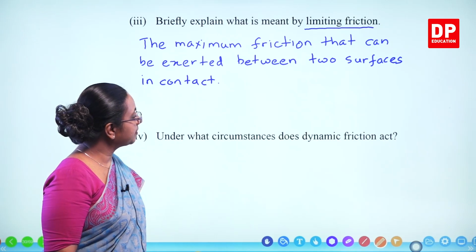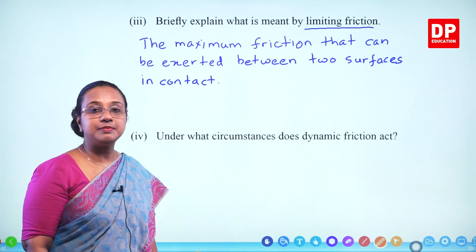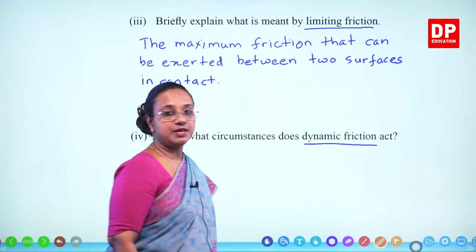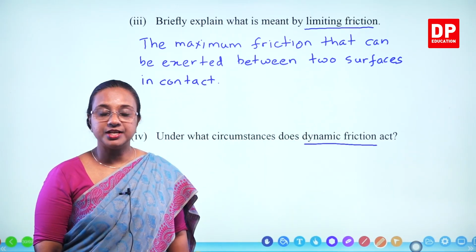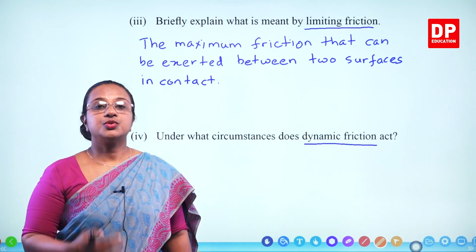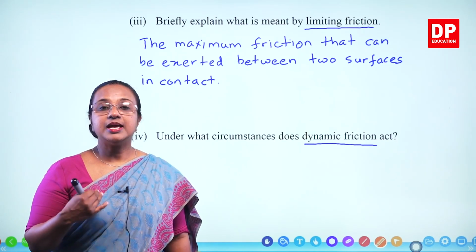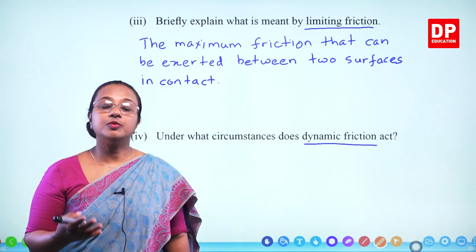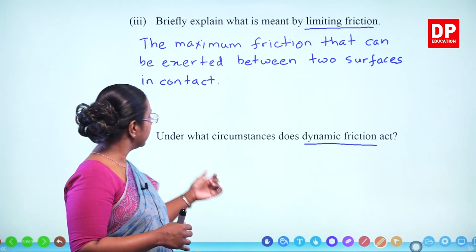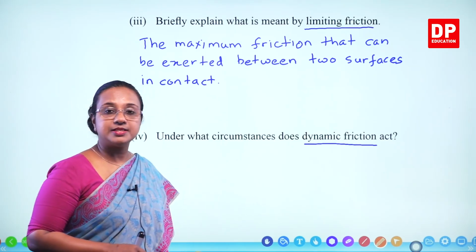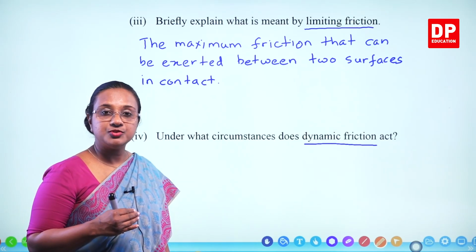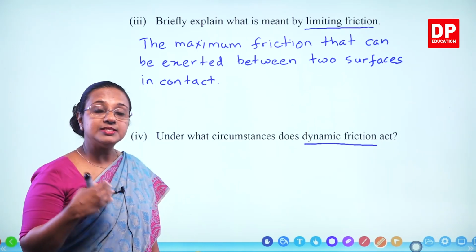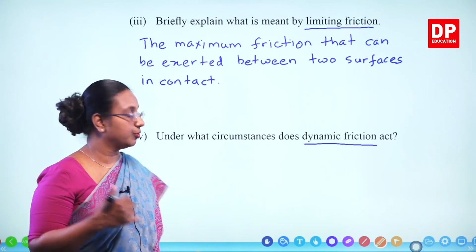Under what circumstances does dynamic friction act? So when you see the term dynamic, you know that the object is moving. So this is the friction exerted by the contact surface against a moving object. So here, since they have asked for the circumstance, we have to say when the object is moving or once the object starts to move.